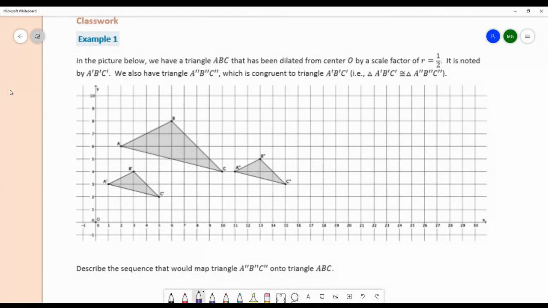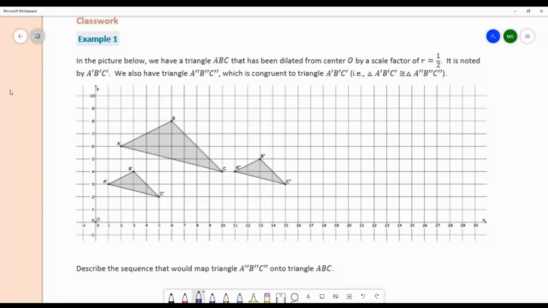On page 83, it says, in the picture below, we have a triangle ABC that has been dilated from center O by a scale factor r equals 1/2. It is noted by A prime, B prime, C prime. We also have triangle A double prime, B double prime, C double prime, which is congruent to triangle A prime, B prime, C prime. So triangle A prime, B prime, C prime is similar to triangle A double prime, B double prime, C double prime.